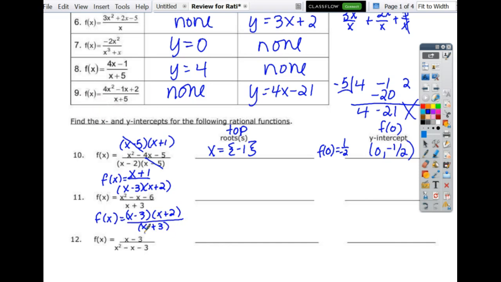So if nothing cancels, what are my roots? Correct. And then I have to find f of 0. And that's going to equal -3 times 2 over +3. So I'm going to get 0 and -2.